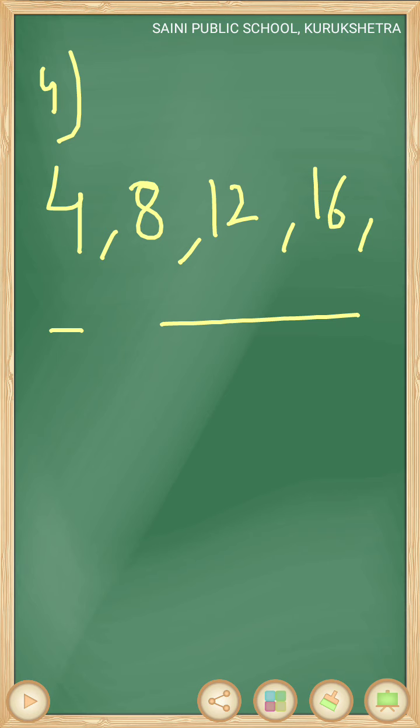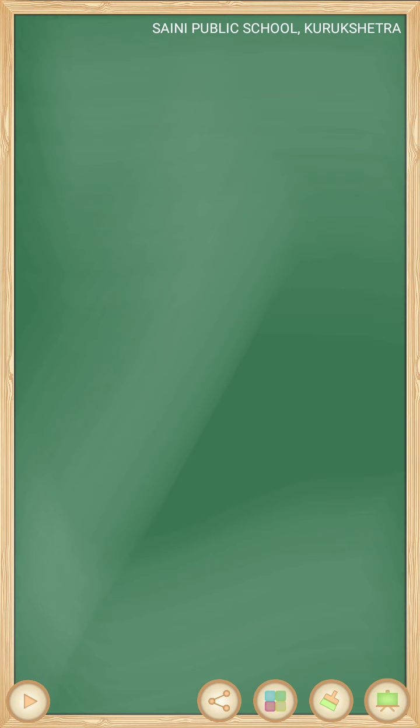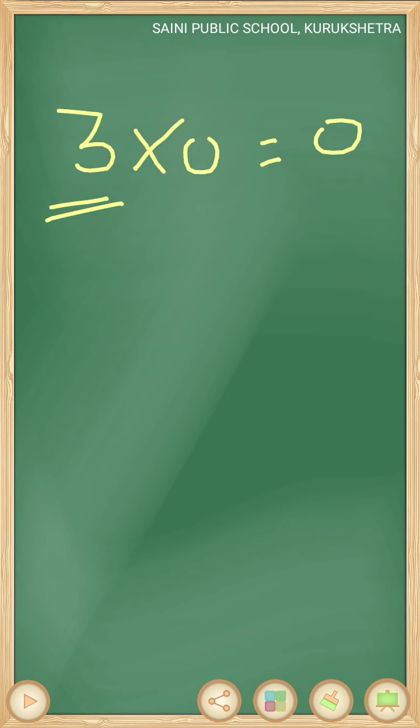Okay. Next, 0 is a multiple of every non-zero number. Suppose I want to write down multiples of 3. So 3 into 0 is 0. So 0 is a multiple of every non-zero number.